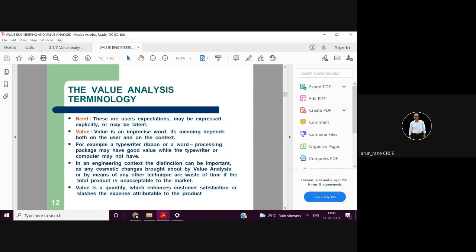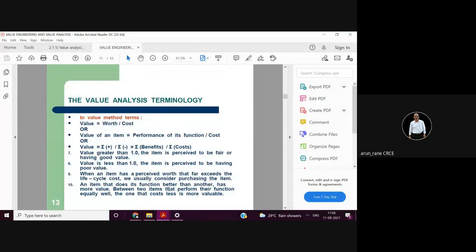Basically, you have to improve the functions of a product, process, or a project. It can be a project also. Like here, now, a typewriter ribbon or word processing package. The example is given here. So how to improve its function? By reducing the cost.